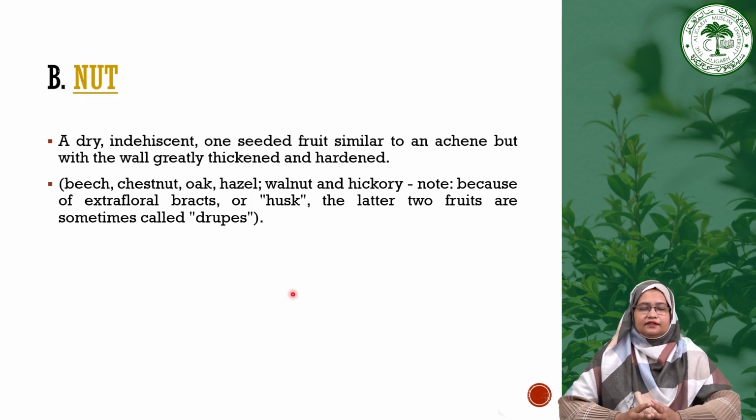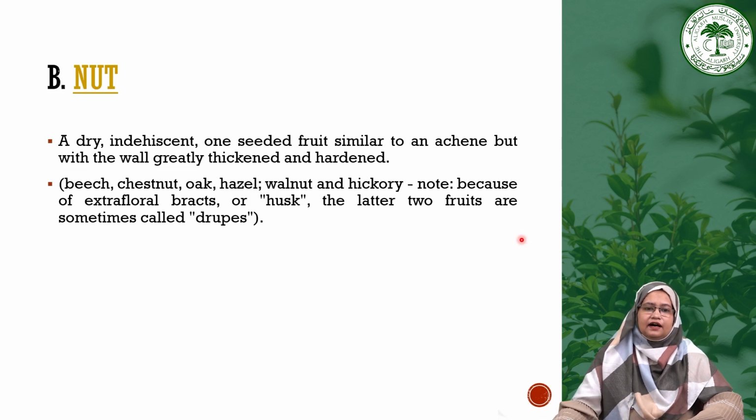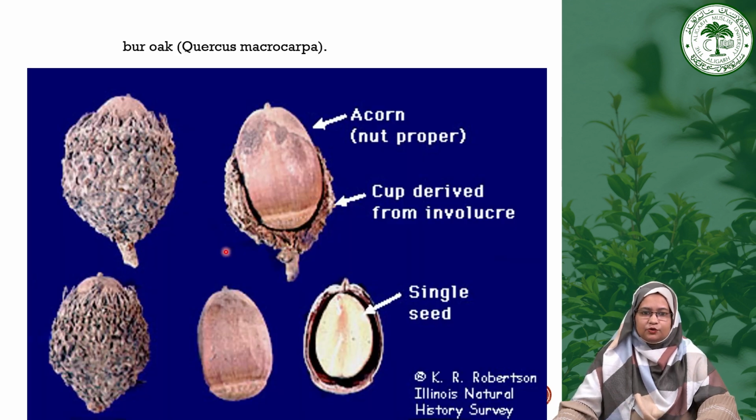Then the next category of indehiscent fruit is the nut. A dry indehiscent one-seeded fruit similar to an achene but with the wall greatly thickened and hardened. As previously I have shown that the ovary wall or the seed coat is not hard, but in the case of a nut the fruit wall is hard or thickened, like in beech, cashew nut, oak, hazel, walnut, hickory. Because of their external bract or husk, these fruits are also sometimes called drupes.